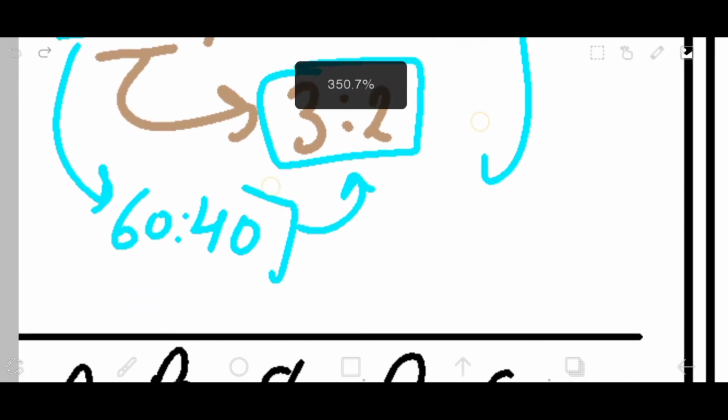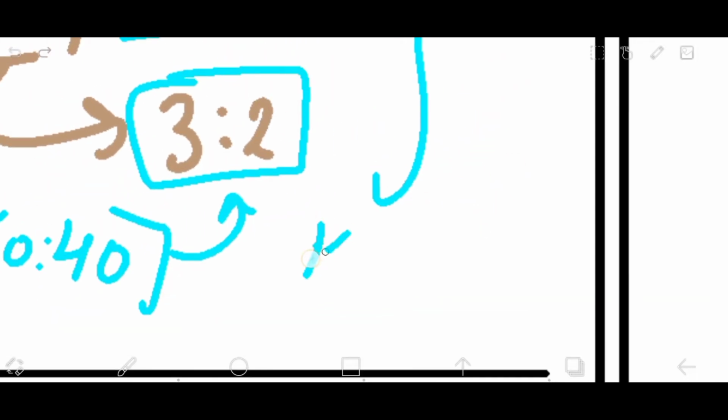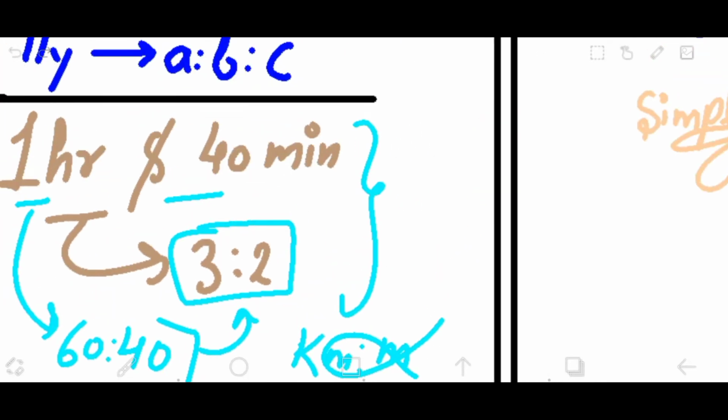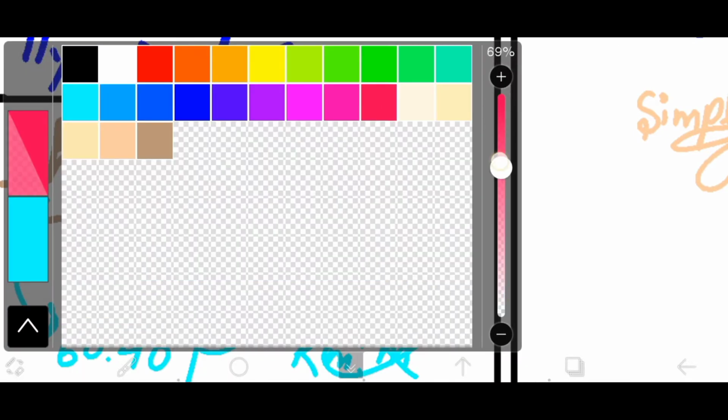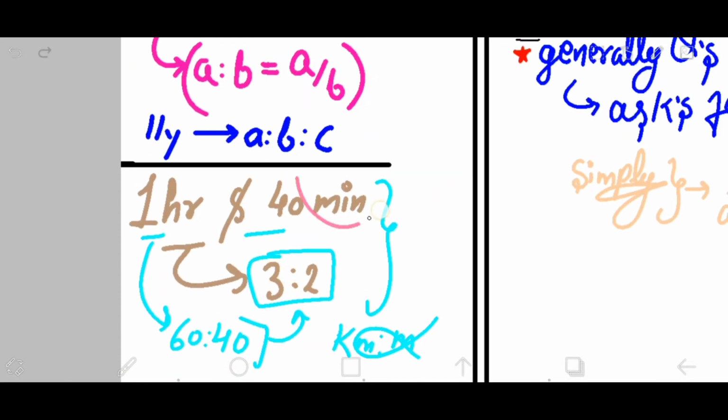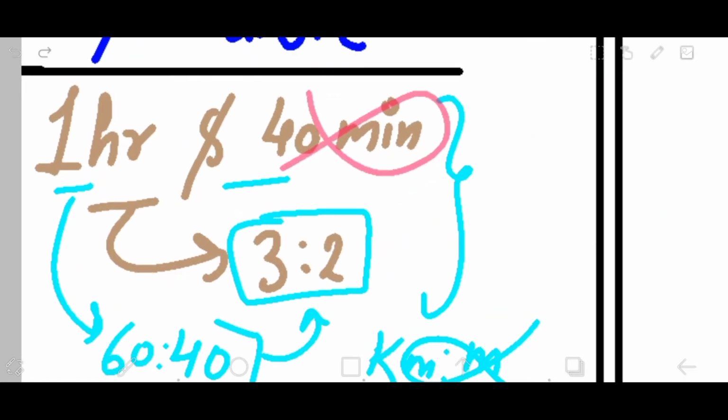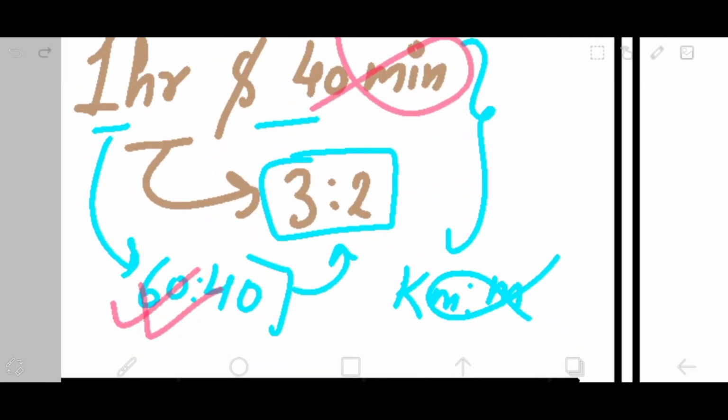This is how it works, and I hope you understand that kilometer is to meter won't work. You have to take meter and meter. So I hope you can understand what's wrong and what's right. This is not going to happen, but this could happen surely.